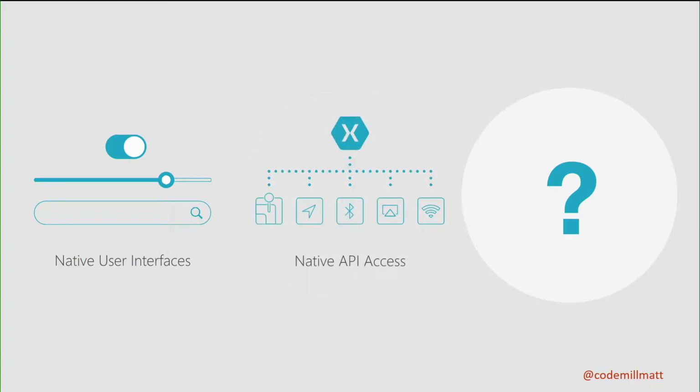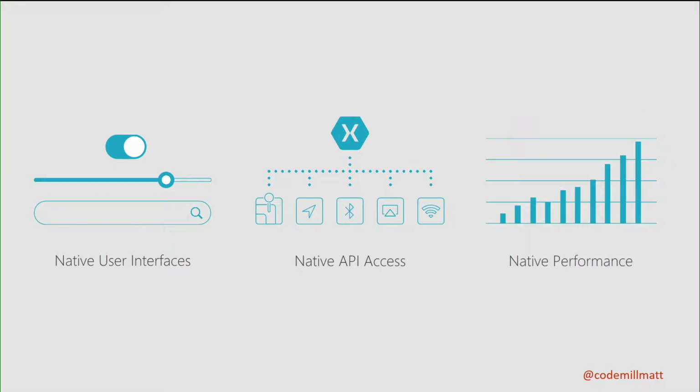You also want to have native API access. So if I'm making an iOS app, if it makes sense, I want to have access to the AirPlay API. So I want to be able to offer that to my users. And finally, you want to have native performance. We want our apps to run fast on the Android platform, or if we're doing an Android app, run fast on the iOS platform. So we want all three of these things: great UIs, great API access, and great performance.